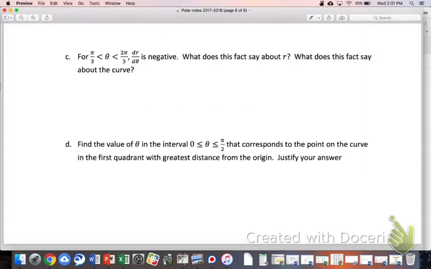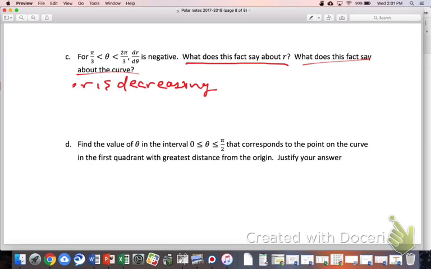The first one is, what does this fact say about R? So if dr d theta is negative, anybody want to offer up? What does that mean about R? R is decreasing, yeah. So that would be a good explanation. Since the rate of change of R is negative, that means the length of R is decreasing. Makes perfect sense. So then if that's all true, what does that say about the curve in that particular interval?